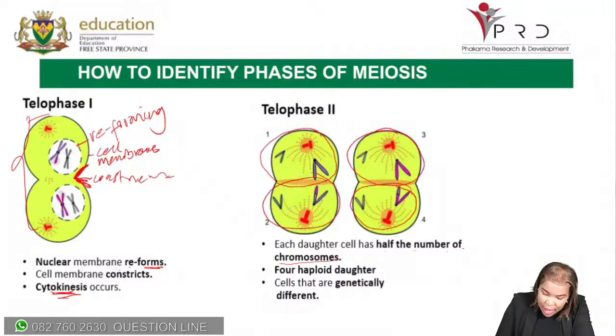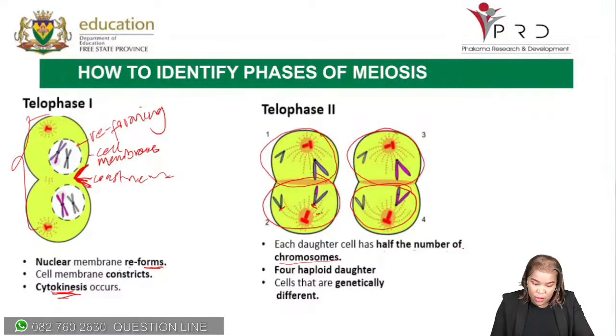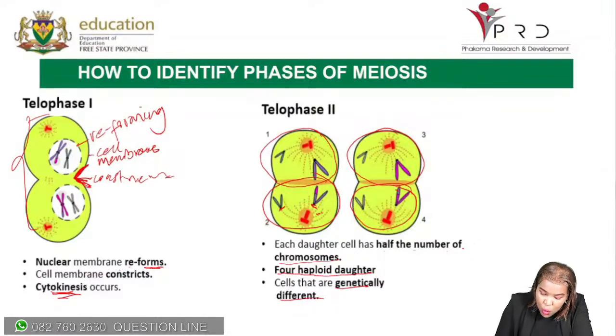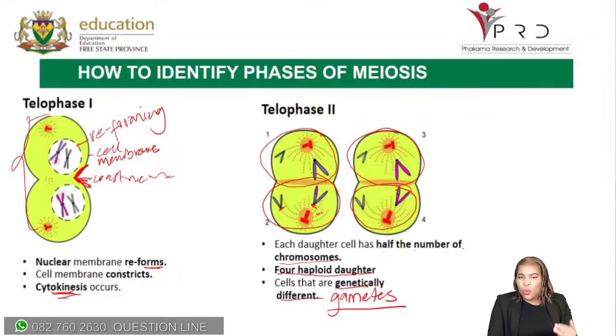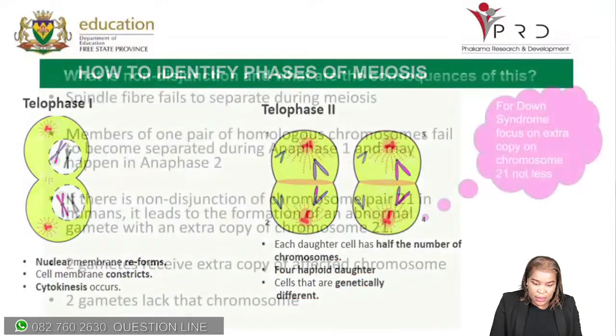They have been halved. Now, this one and this one, remember I said to you, they are not chromatids. They are unreplicated chromosomes, because this cell is going to start afresh and replicate itself and so on. Right. Then 4 haploid daughter cells are formed, which are genetically different, and we call them gametes. They are now our sex cells. So this was just to help you identify the stages of meiosis.